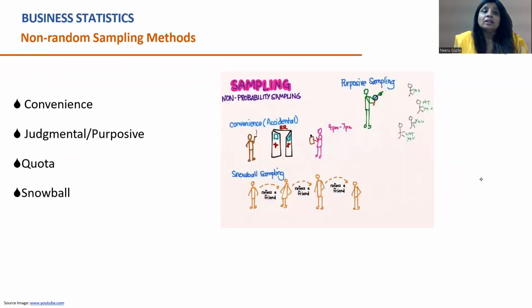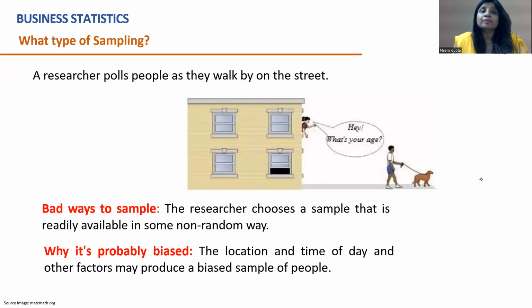Now, the other one, non-probabilistic methods, which is also called non-random sampling. There are 4 methods: convenience sampling, judgmental or purposive sampling, quota sampling, and snowball sampling.